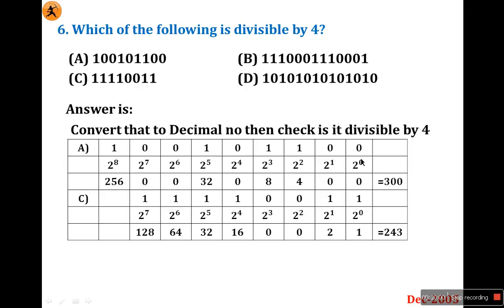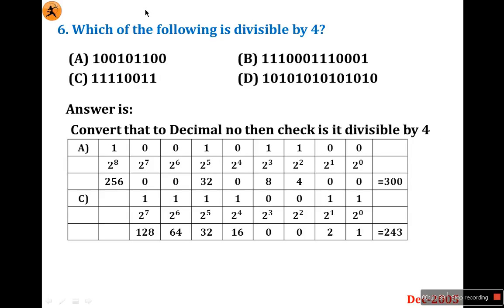Now this is 0, leave it, this is 0, leave it. Now you'll get 2 raised to 2, this is 4, plus 2 raised to 3 is 8, 4 plus 8 is 12, so 2 raised to 5 is 32, 12 plus 32 is 44, then 2 raised to 8 is 256, so 44 plus 256 is definitely 300. Don't multiply by 0, you will get 0 only, so use the shortcut method. 256 plus 32 plus 8 plus 4 is 300. Is 300 divisible by 4? Yes, you will get the first option only.